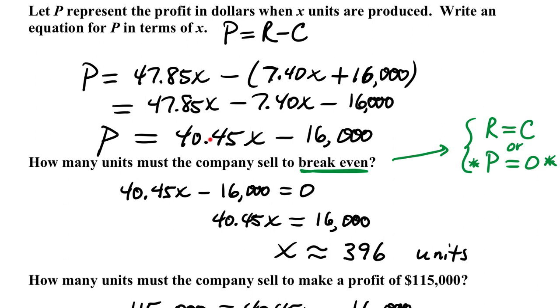I'm just going to use the profit function from above, set that equal to 0, add 16,000 to both sides, divide by 40.45, and we get approximately 396 units. If those are sold, then the money coming in will have equaled the money going out, including the initial investment.